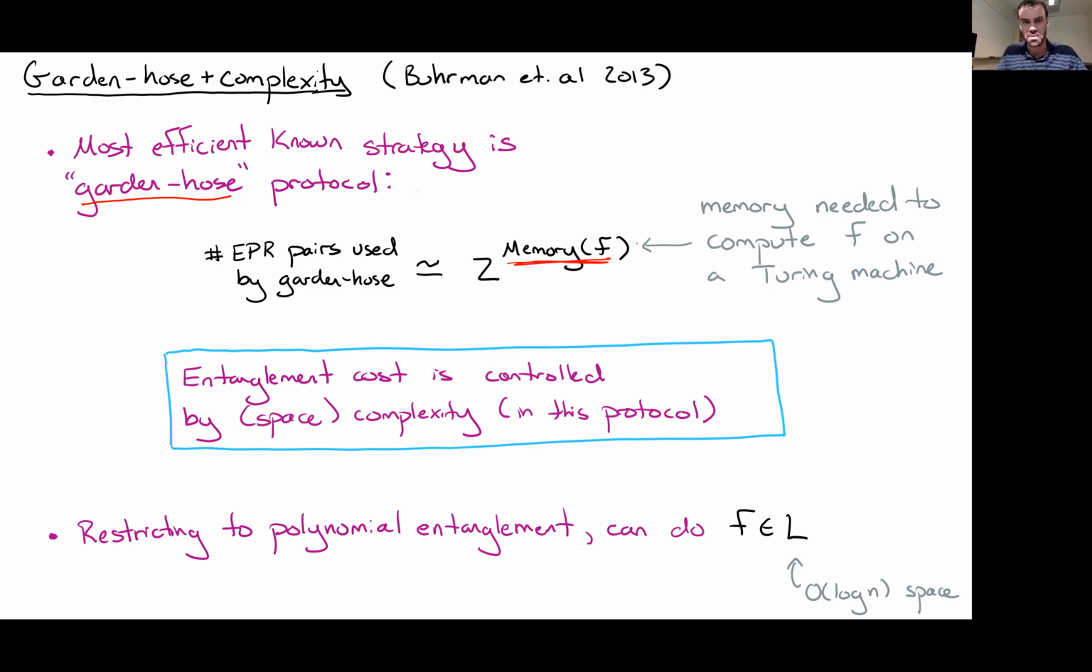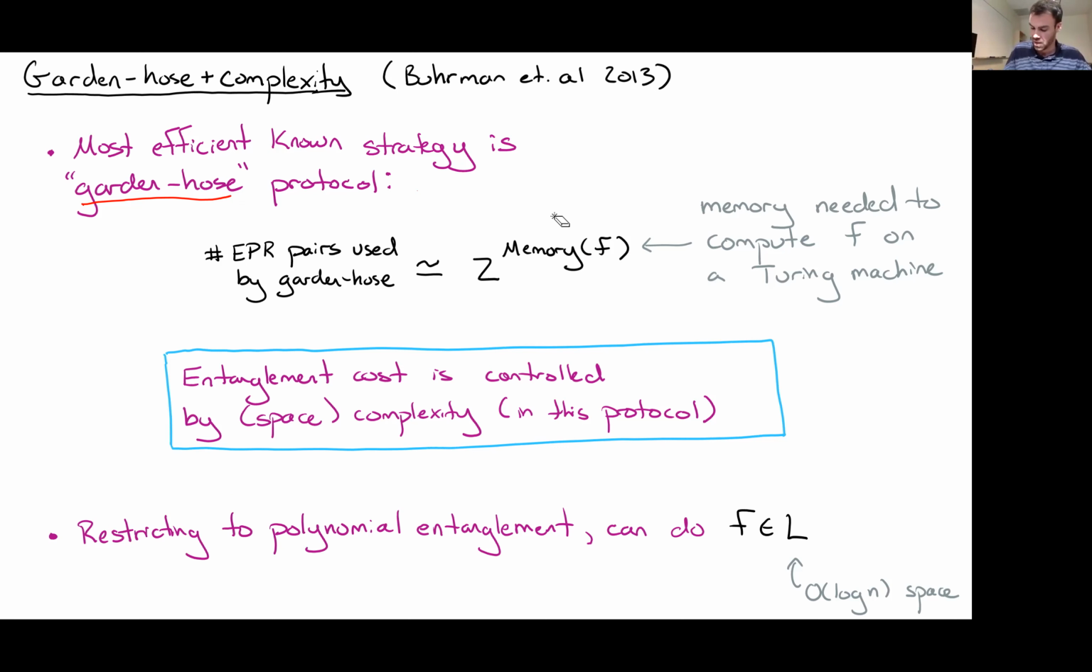This is interesting to us, right? Because we want to explore the relationship between entanglement and complexity. And here, at least within the context of this particular strategy, complexity just directly controls the entanglement, right? This is some measure of complexity, the memory cost. An exponential in that is how much entanglement you need.